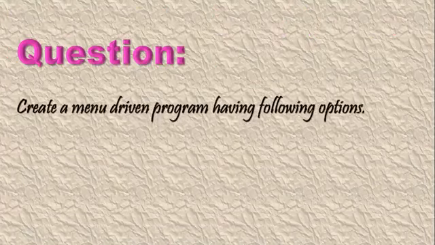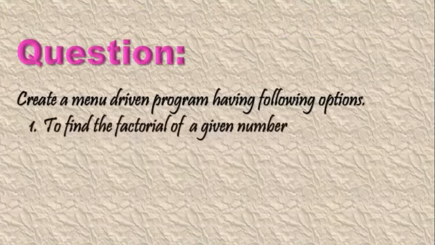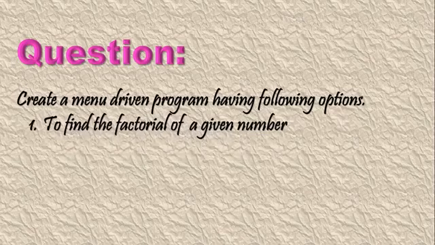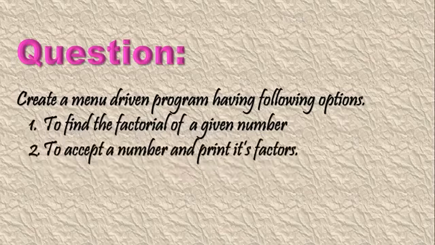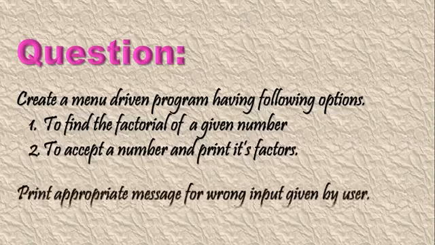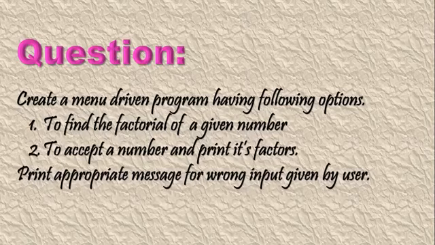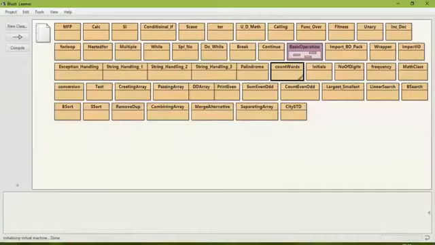We will create a menu driven program for two tasks, that is to find the factorial of given number. The other one is to accept a number and print its factors. So it should print appropriate message for wrong input given by the user. Let us go to the program.